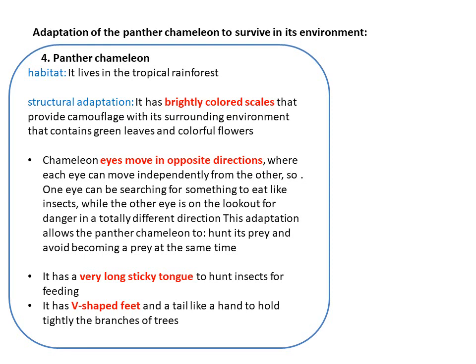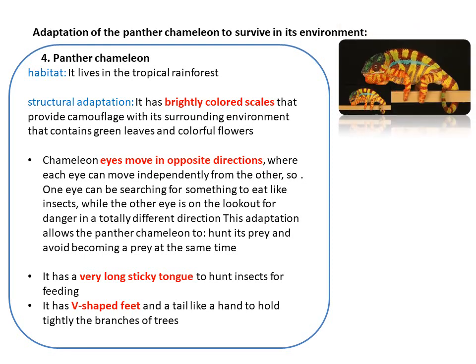We will study first the structural adaptation. As we said, it's a change in the animal's body. First, it has brightly colored scales that provide camouflage with its surrounding environment that contains green leaves and colorful flowers. As you can see, the scales are very colorful because the rainforest has very different colors of flowers and trees. So it helps the panther chameleon to camouflage.